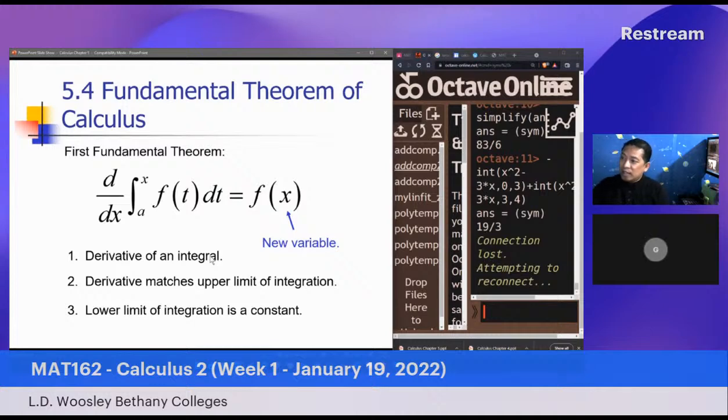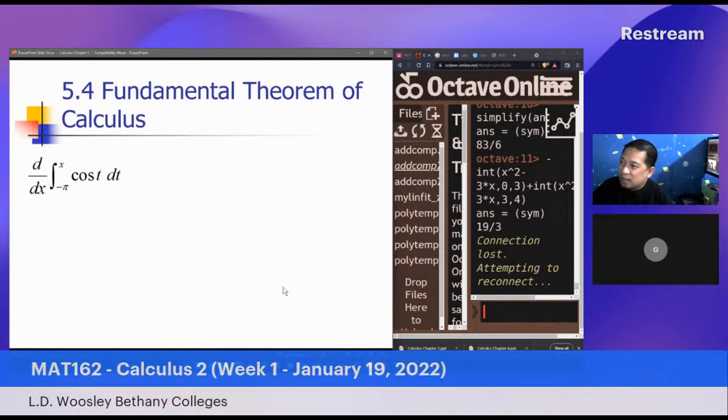Pero ito more general to eh. So lower limit of integration is a constant. Then you will create a variable. Yan. So yan yung first fundamental theorem. So yan. Anyway, pwede pong pampag-aralan to.